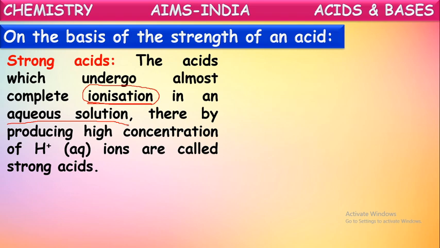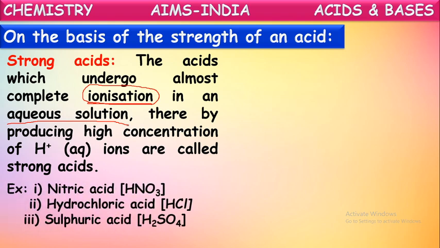When you add acid into water, it forms aqueous solution. In the aqueous solution, acids split into positive H plus ions and negative ions. If an acid completely ionizes, if we dissolve 100 molecules of an acid into water, almost all the 100 molecules split into H plus ions and negative ions, then that acid is called strong acid. Examples for the strong acids are nitric acid, HNO3, hydrochloric acid, sulfuric acid. These acids, when dissolved into water, almost all the molecules ionize completely. Such kind of acids are called strong acids.